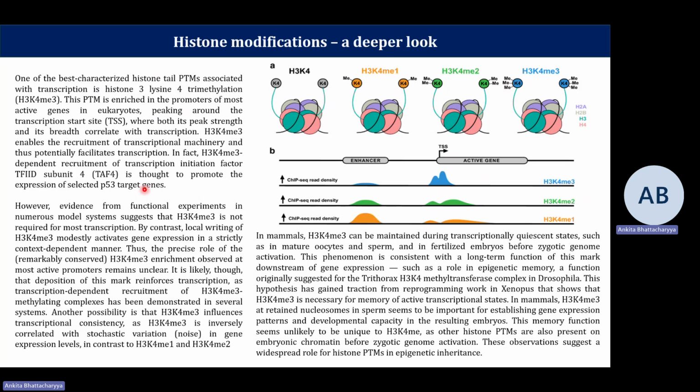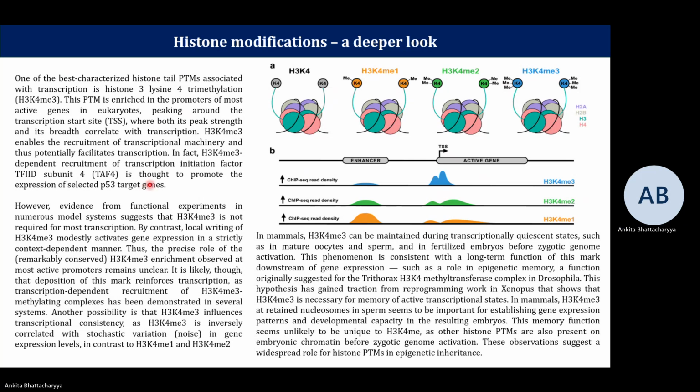So H3K4me3 actually enables the recruitment of transcriptional machinery, and therefore it acts as a very positive addition to transcriptional activation. It can facilitate transcriptional activation. It's probably not going to do so directly, but it is helping, aiding, or allowing it. Secondly, H3K4me3-dependent recruitment of TAF4, which is transcription initiation factor TFIID subunit 4, is also considered to promote the expression of some p53 target genes.